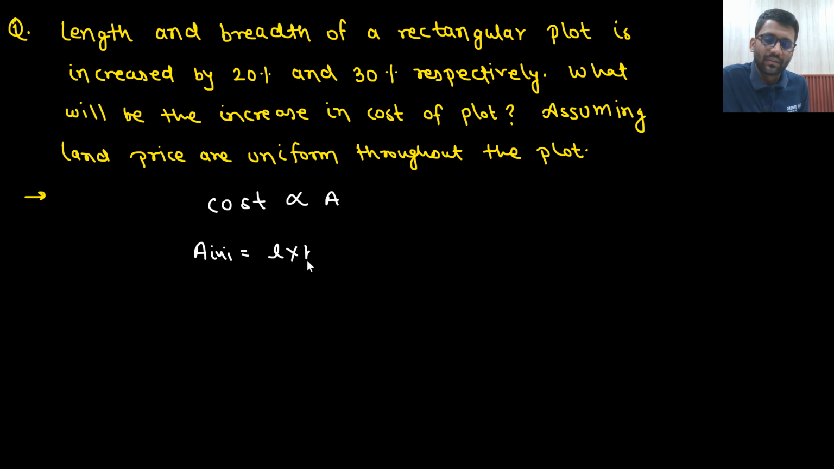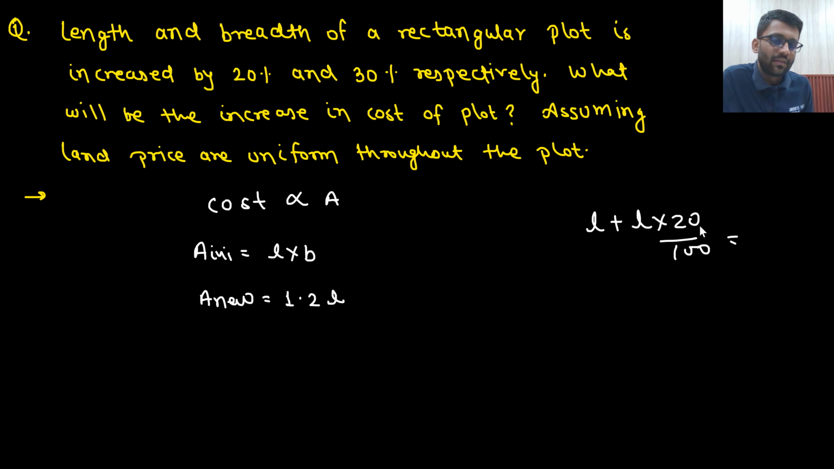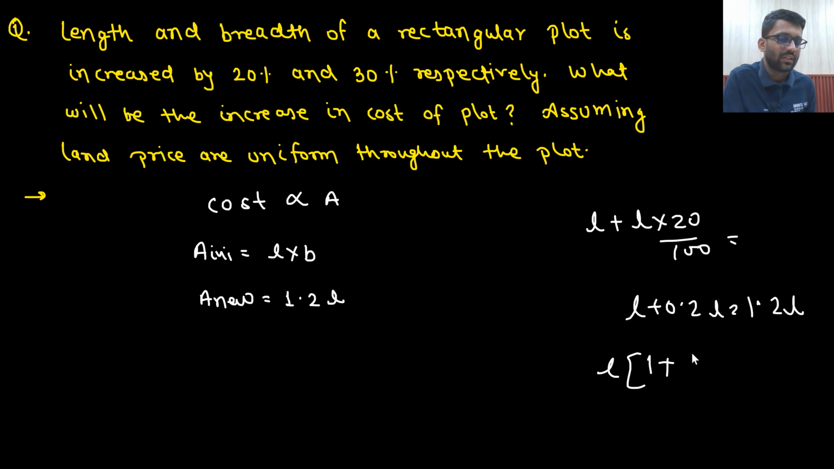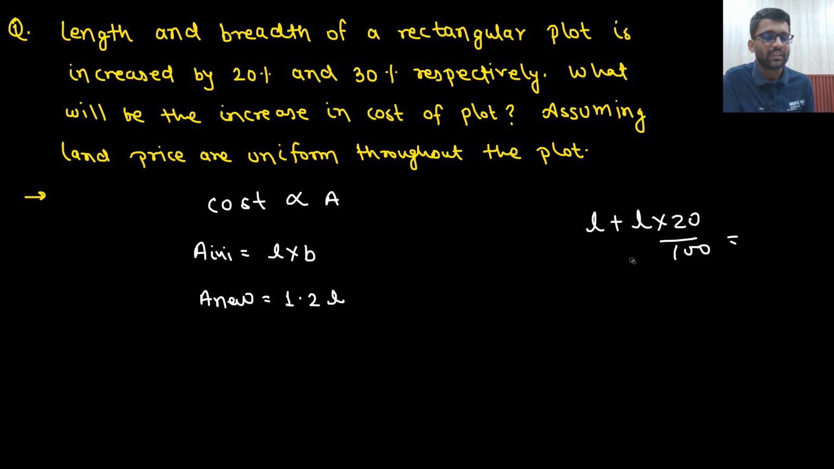Now A new. Length increased by 20%. Can I write what will be my new length? 1.2L. Increased by 20%: L plus 20% of L, which is L plus 0.2L, which will be 1.2L. You should develop the habit of directly doing this calculation in your brain: 1 plus 20 by 100, that means 1.2 will come.